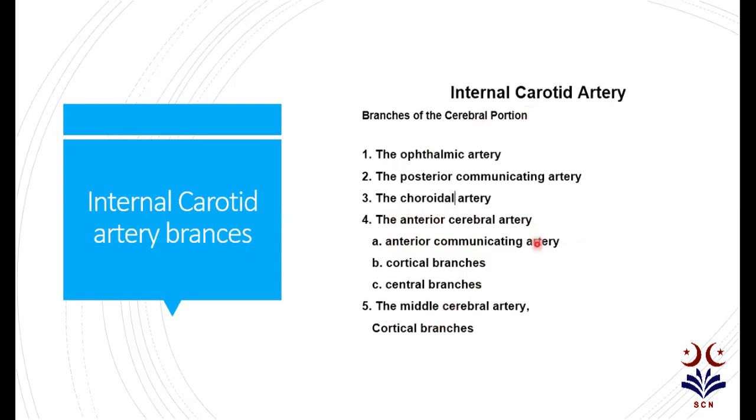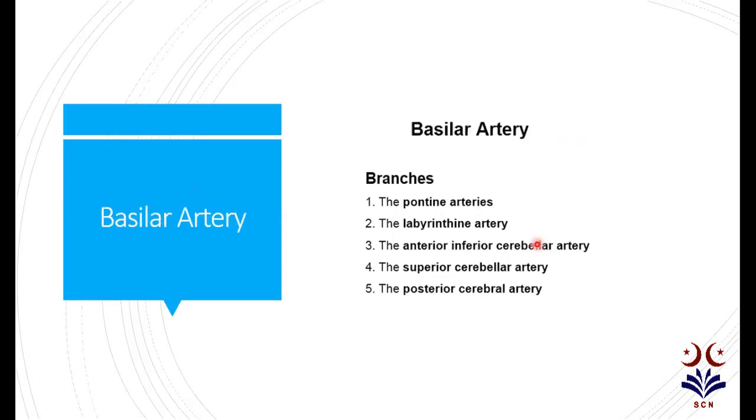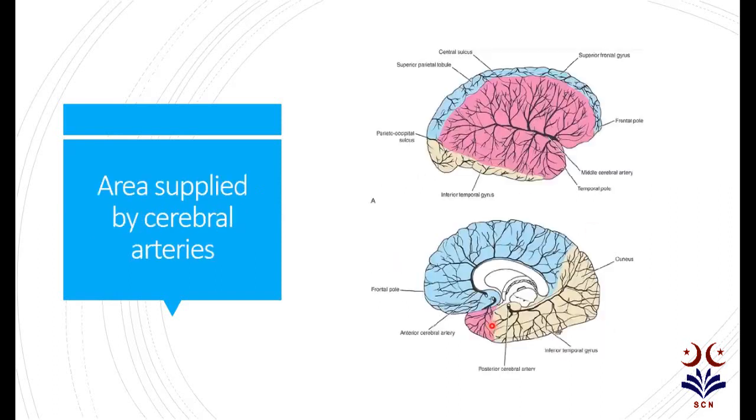This is the internal carotid, and the basilar artery, these are the branches. This is a very important picture. I would say draw and label it, just to memorize it. This is the area supplied by the cerebral arteries. This is the lateral aspect of the cerebral hemisphere, and this is the medial aspect. How will you remember the medial aspect? These structures are present here, like the corpus callosum and the diencephalon, which tell you this is the medial aspect.